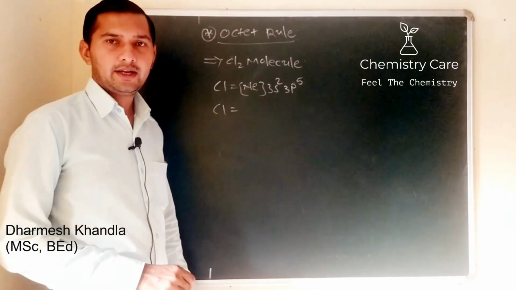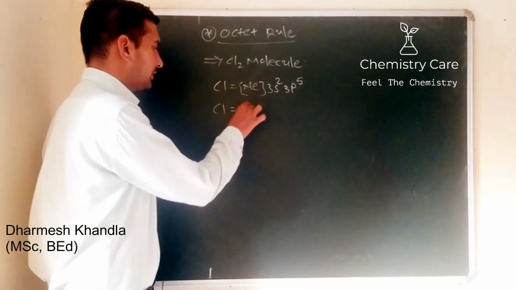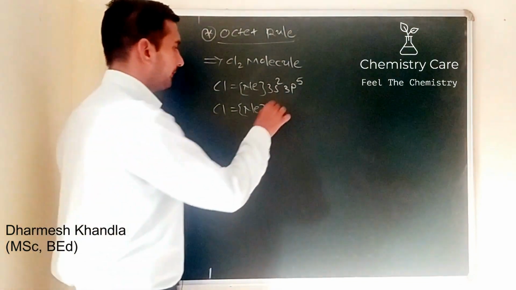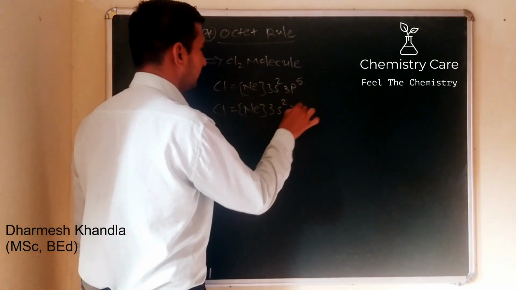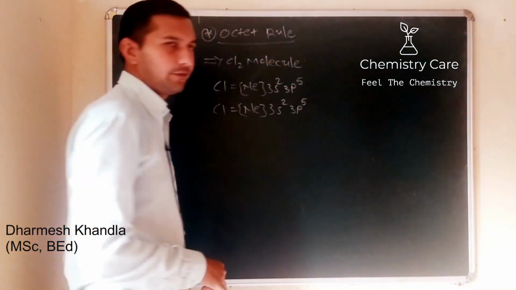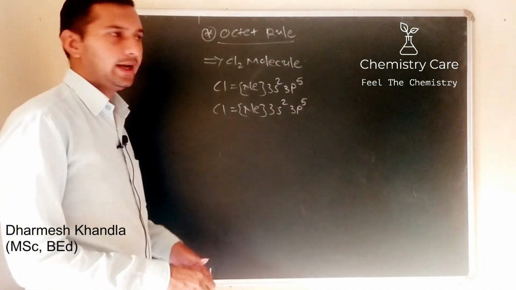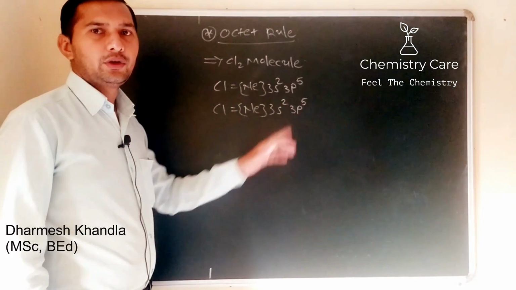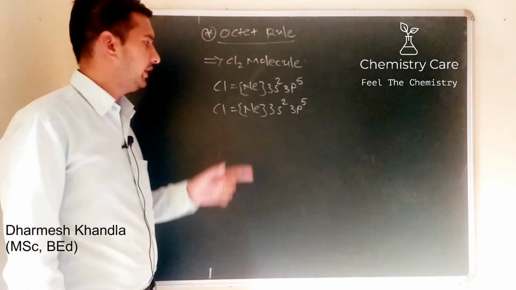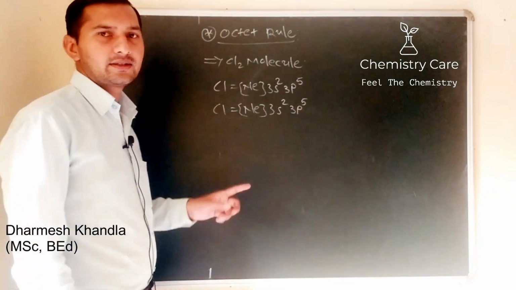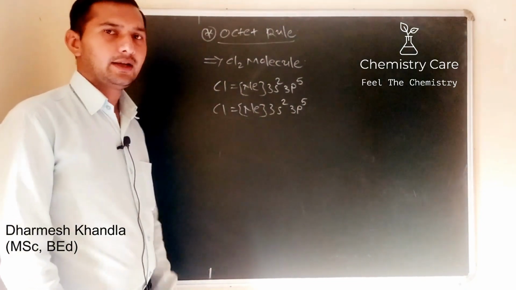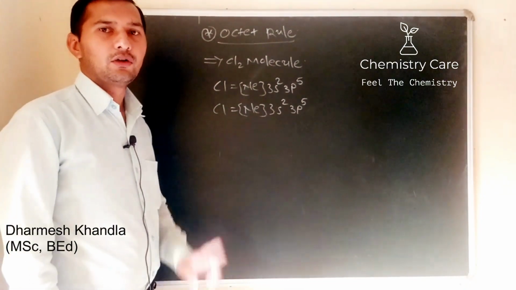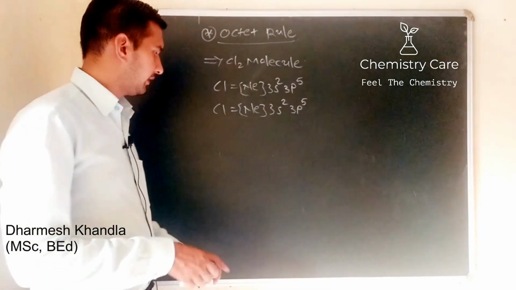The second chlorine atom also has a similar electronic configuration: neon 3s2 3p5. So these two chlorine atoms are each short of 1 valence electron. If they share 1 valence electron with each other and form a stable Cl2 molecule, then both the chlorine atoms in the stable Cl2 molecule follow the octet rule.